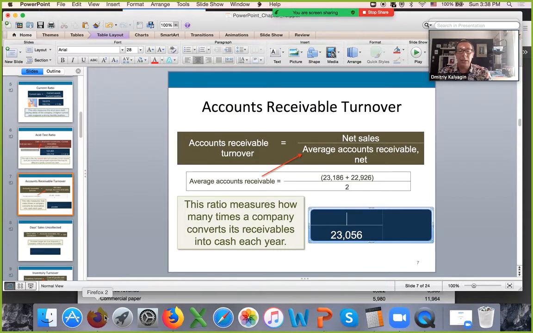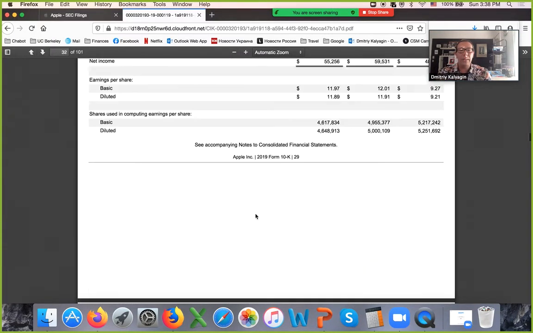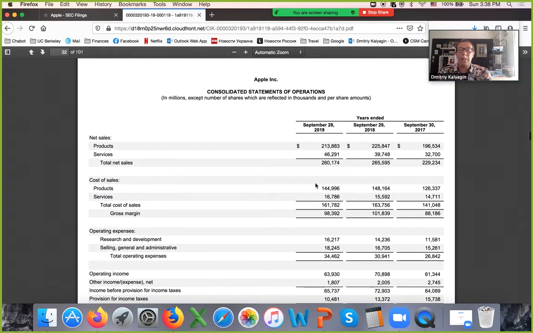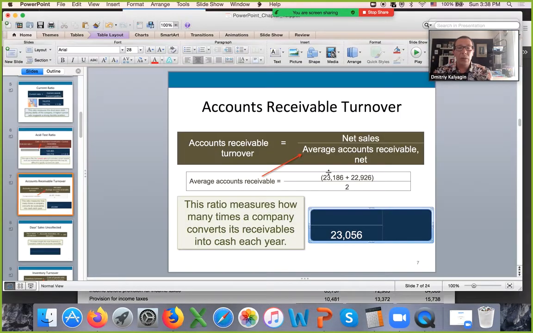For net sales, we have to go up a couple of statements, and it's usually going to be at the top. So Apple separates it into two categories, products and services. So I'm going to use this total net sales figure of $260 billion. And by the way, we will use this figure of net sales in other ratios too. To 61.74, and when we divide it, we're going to get 11.3. So about 11 times a year the company collects its receivables. The higher, usually the better.